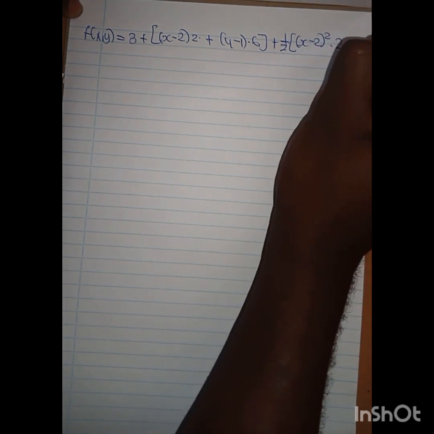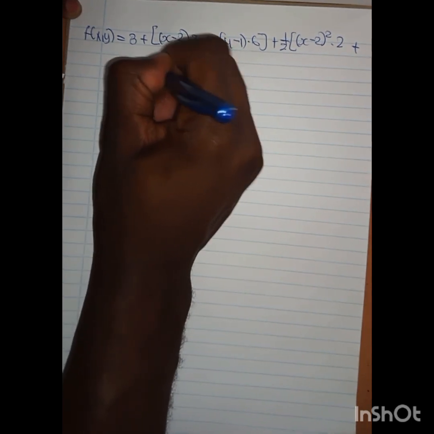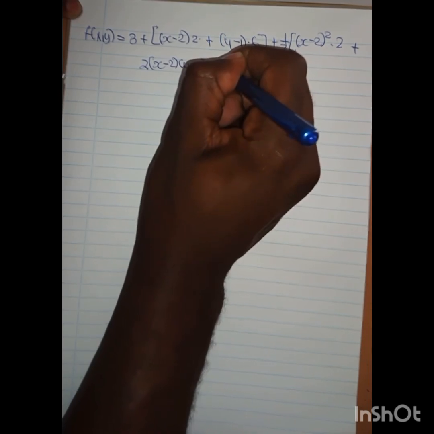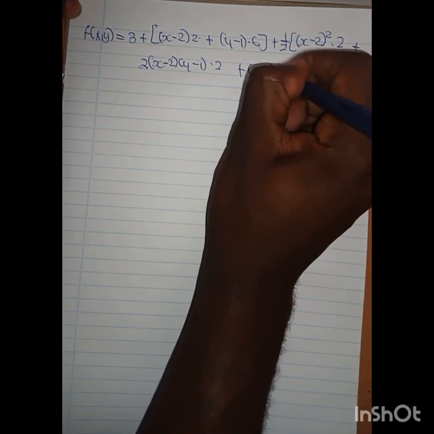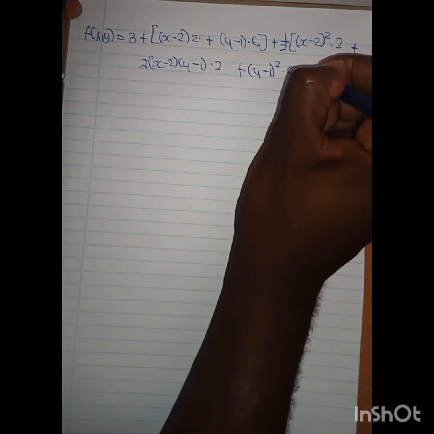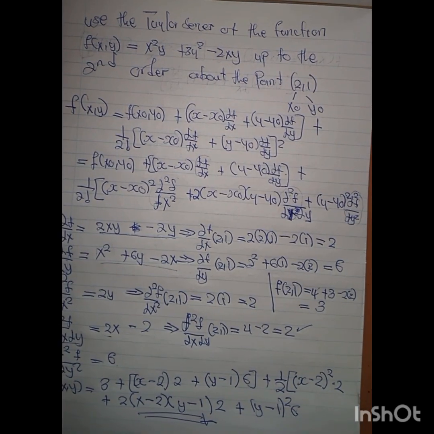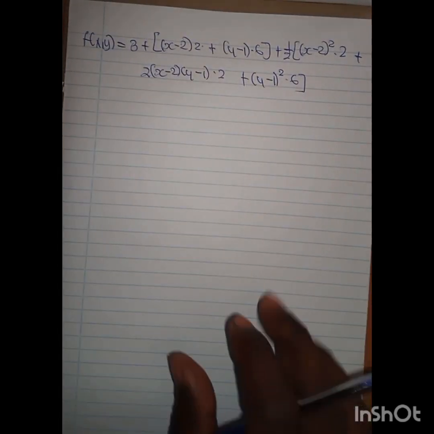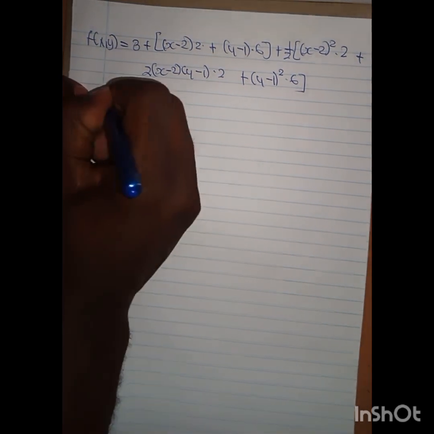This is multiplied by 2 plus 2(x minus 2)(y minus 1). This is multiplied by 2 plus (y minus 1) all squared. This is multiplied by 6. I did not change anything. I just rewrote everything which we have here. And then let us now continue simplifying the following problem.